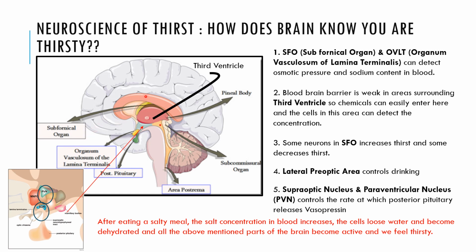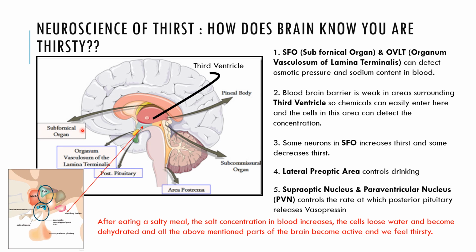Then the area which is close to the third ventricle has a very weak blood-brain barrier, which means that chemicals can easily come and go into this area. So the neurons or the cells present in this part of the brain can very easily detect the concentration of fluid in the body. In the SFO area, there are some neurons which can increase the thirst, and there are some which can decrease the thirst.